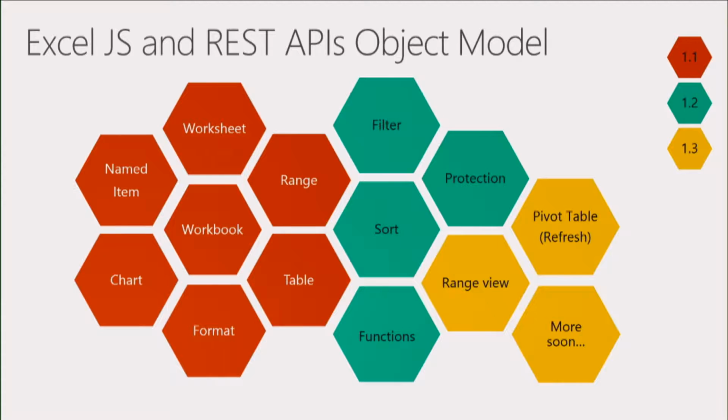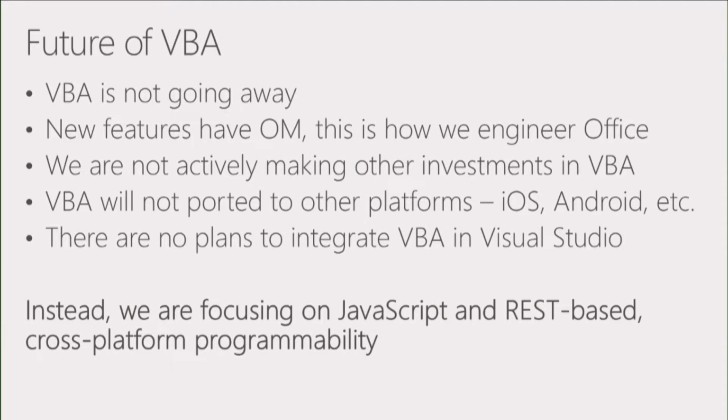Now, I mentioned we have these two API surfaces, JavaScript and REST. These are some of the objects that are exposed to it. So workbook, worksheet, named items, range, table, chart, formats, filter, sort, functions, and so forth. There's around 700 APIs that we have right now. And there's a lot of coverage into what was possible and is possible with VBA.